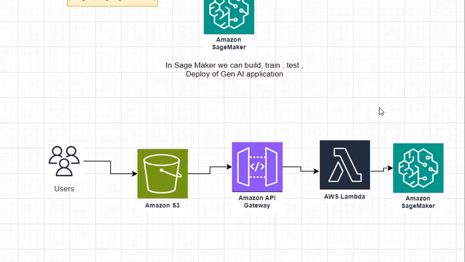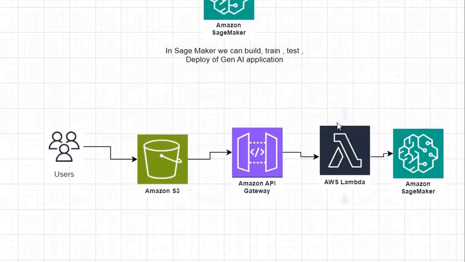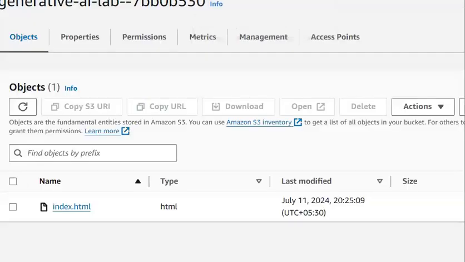For this, we have already created our GenAI application in SageMaker to provide the responses, that is, to provide these types of responses. Now I want to set up these things. I've already created an S3 bucket, and there I have provided one HTML file, where that file contains my web page. Now I'm opening it to show you that.